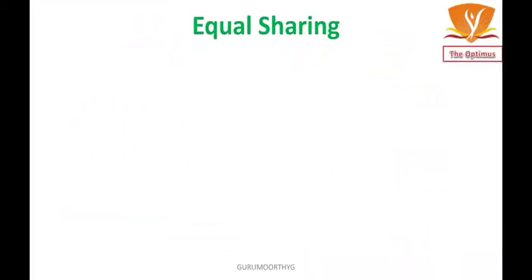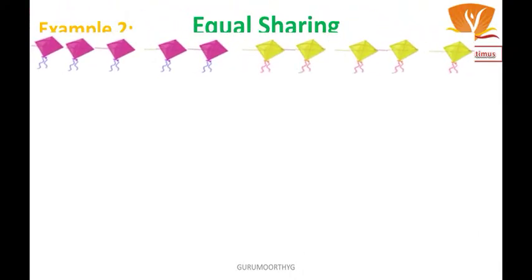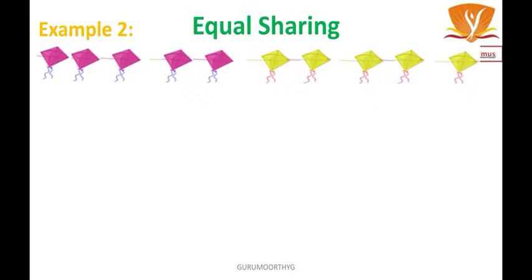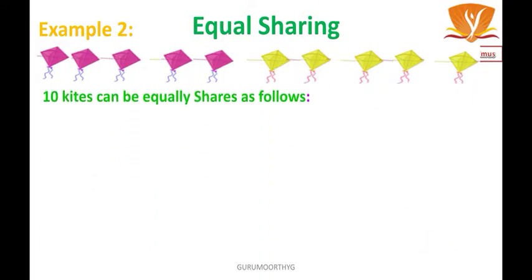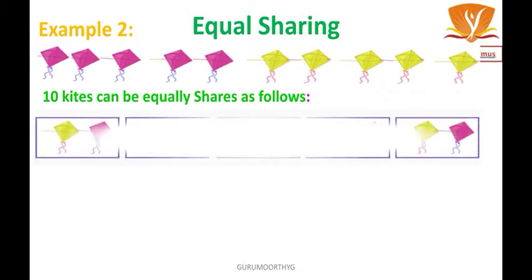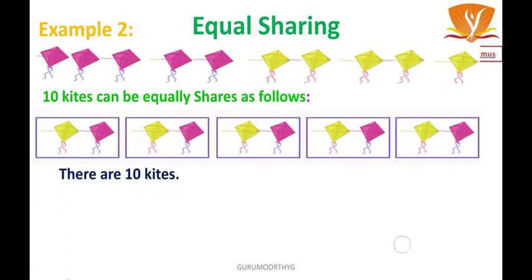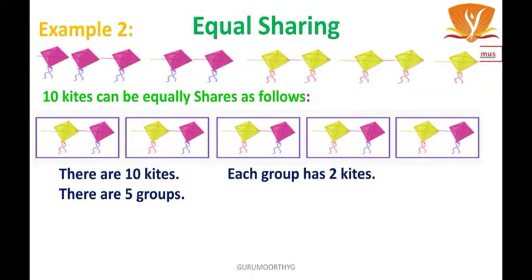Example 2. Here there are 10 kites. We want to share them equally. We know equal sharing means equal parts have to be the same in measurement like weight, volume, dimension, number, etc. Isn't it? 10 kites can be equally shared as follows. Here there are 10 kites. There are 5 groups. Each group has 2 kites. 5 groups with 2 kites equal 10 kites.